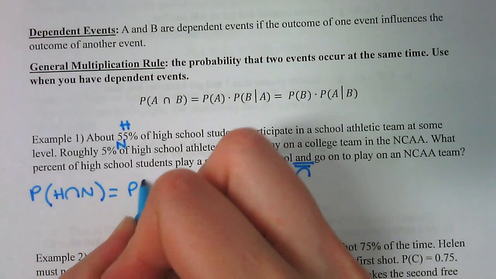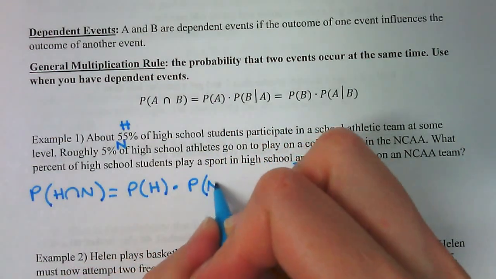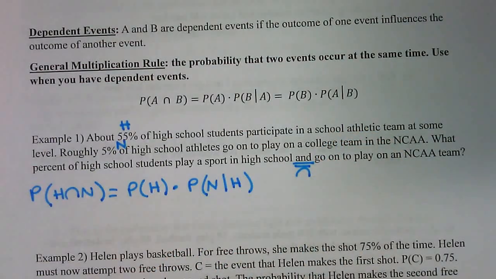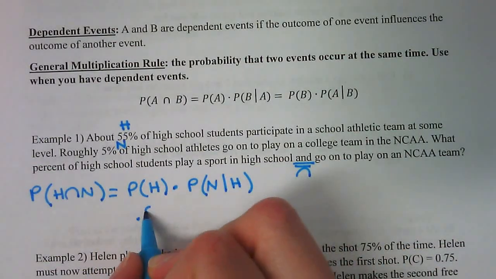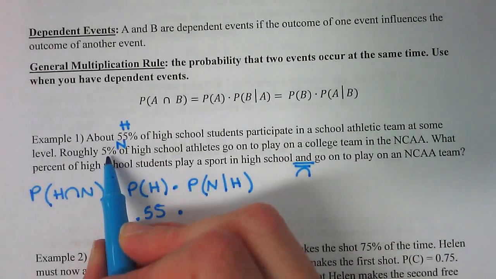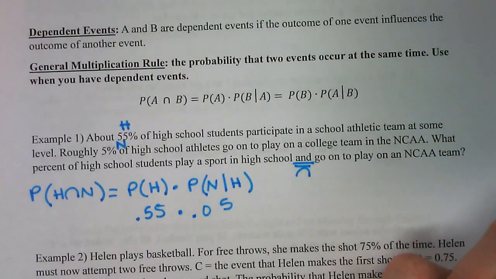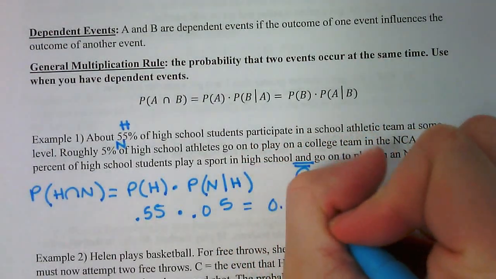So we need to do the probability of high school times the probability of NCAA, given that they played high school. So they give us these two, so we got 0.55 times 0.05. We're going to multiply those two together and get 0.0275.